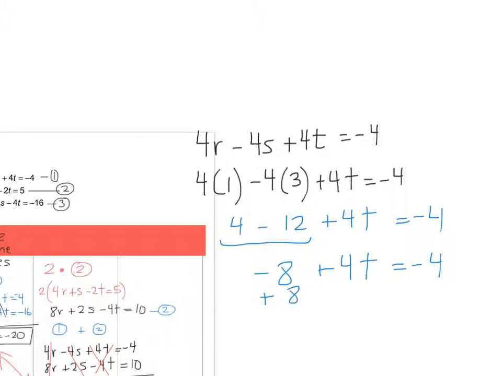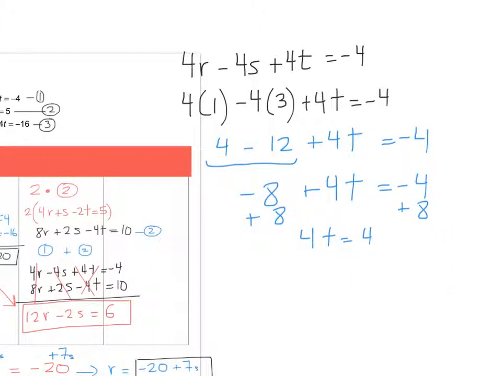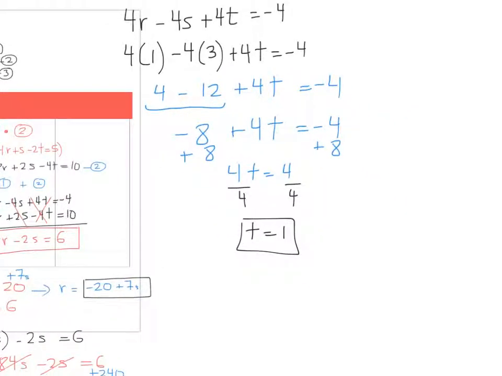Add 8 to both sides. So 4t is equal to 4. Now you need to get t by itself, so you divide by 4. So t is equal to 1. So I just found all 3 variables, r, s, and t. So the final solution is going to be 1, which is r, 3, which is your s, and 1, which is your t, r, s, t, in order. And that's going to be the solution of the system.